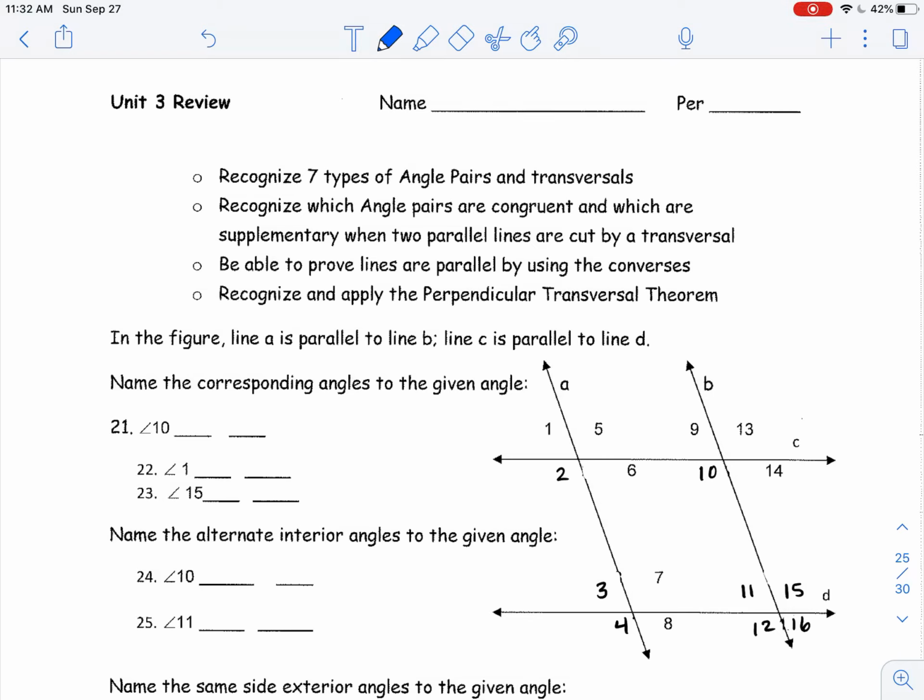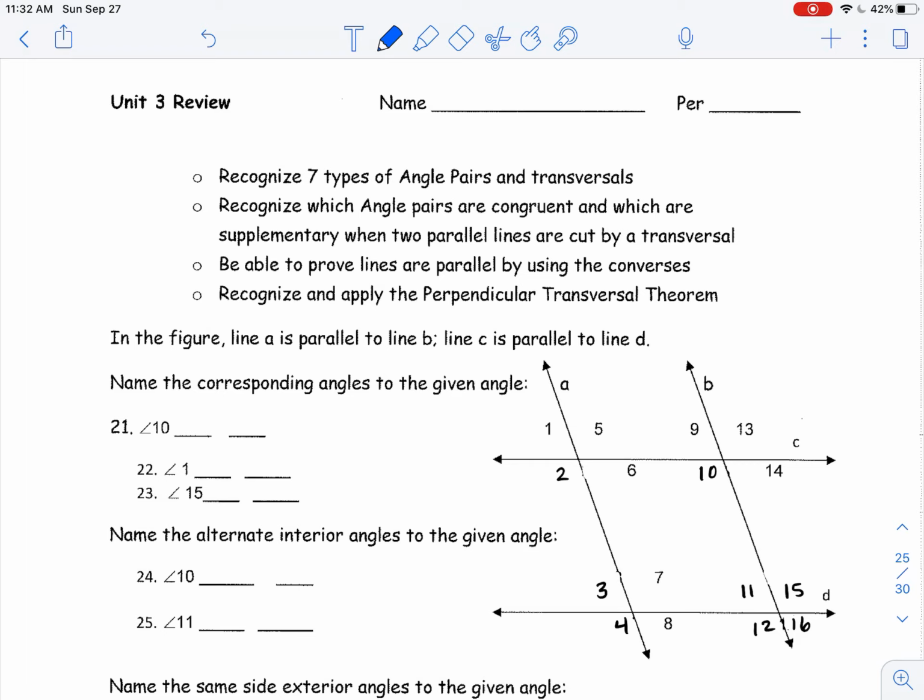In this video, we're going to review Unit 3, and this is Part 1. So we need to recognize the 7 types of angle pairs and transversals, which angles are congruent and which are supplementary when parallel lines are cut by a transversal, prove lines are parallel by using the converse, and recognize and apply the perpendicular transversal theorem.